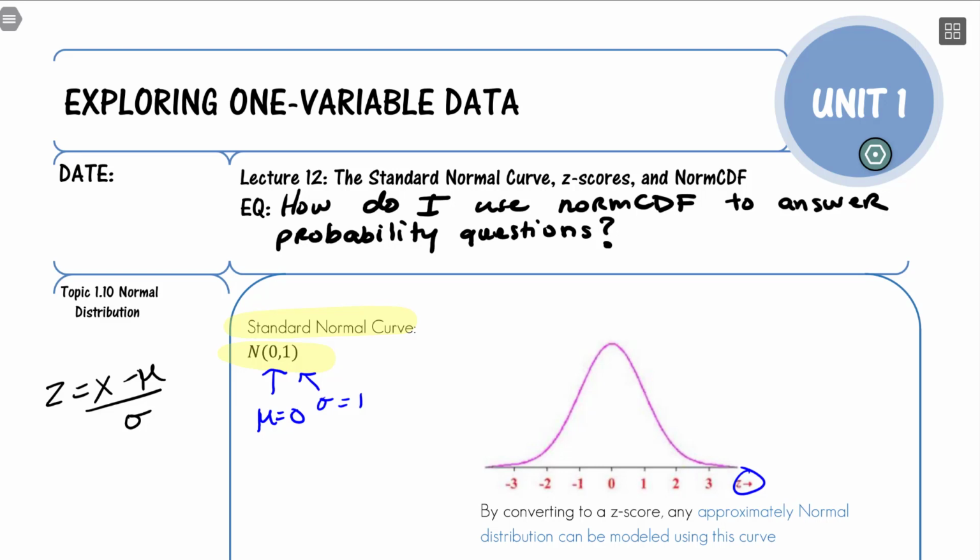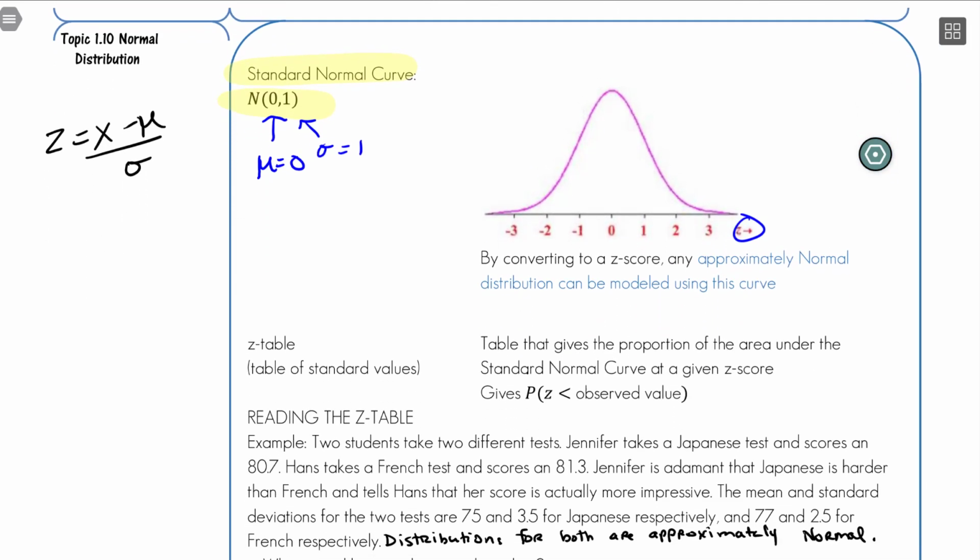And why this is hugely important is that by converting to a z-score, any approximately normal distribution can be modeled using this curve. Then we can use this thing called the z-table, or the table of standard values. Sometimes you'll see it listed as table A, which is just what AP Statistics calls it. It's the table that gives the proportion of the area under the standard normal curve at a given z-score. It gives the probability that a z is less than an observed value.